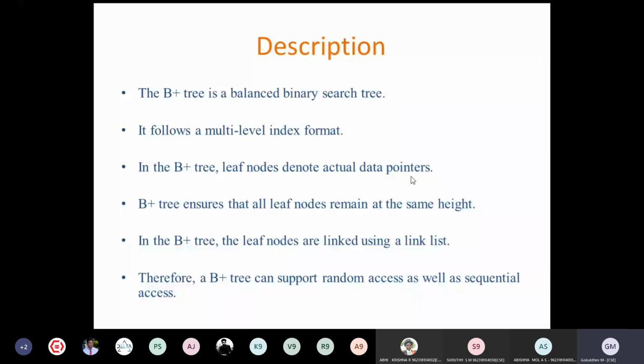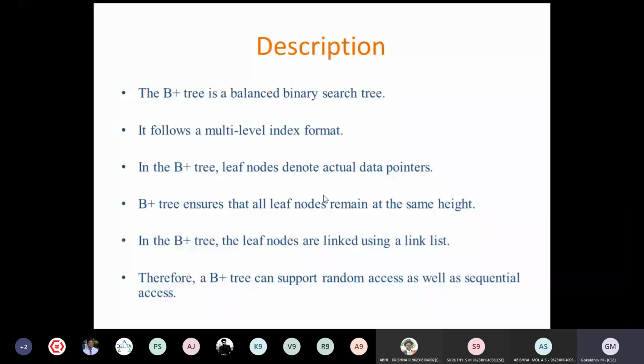You know what is meant by leaf nodes, right? A leaf node is nothing but, in the hierarchy of a tree, the topmost node we call the root node, the intermediate nodes we call internal nodes, and the last level nodes with no further children we call leaf nodes. So here in the B plus tree, the leaf nodes denote the actual data pointers. It means every record will be available in the leaf nodes. All the records will be available in the leaf nodes.